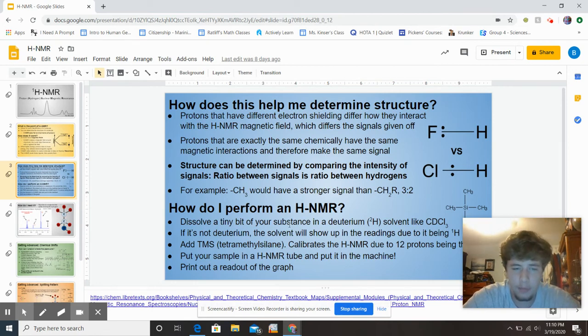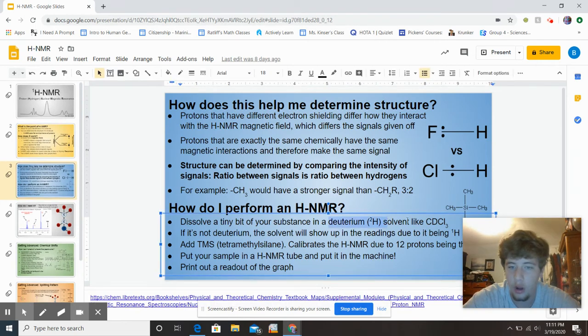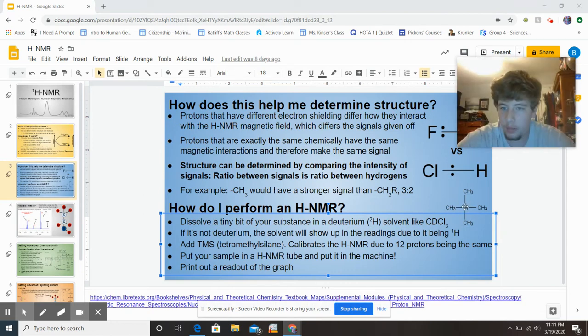If you want to perform an H-NMR in real life, you want to dissolve a little bit of your substance in a deuterated solvent, which is a solvent that has a hydrogen with a neutron, because if the solvent had a proton, then it would show up on your graph because it has a hydrogen that can be resonated. You add TMS, which is this molecule here, silicon with 4 methyl groups, and that just calibrates it because all of these hydrogens show up as one peak.